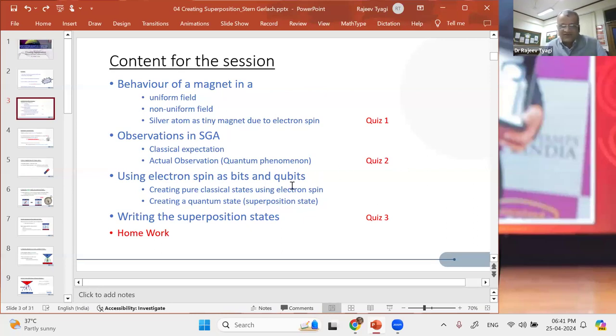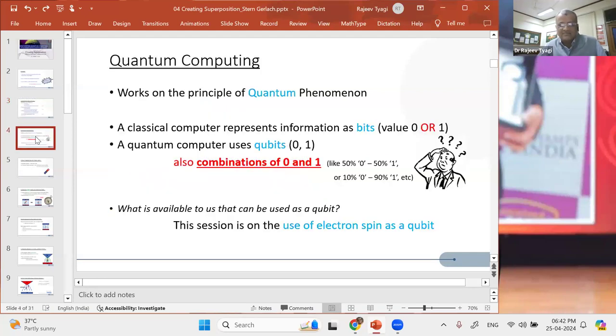Again, we'll have a short quiz just to ensure that you have understood. And then we'll use that electron spin to form bits and then those bits into qubits. And we'll close the session by learning how to write those superposition states, the mathematical expression for those superposition states. So I start with the main content.